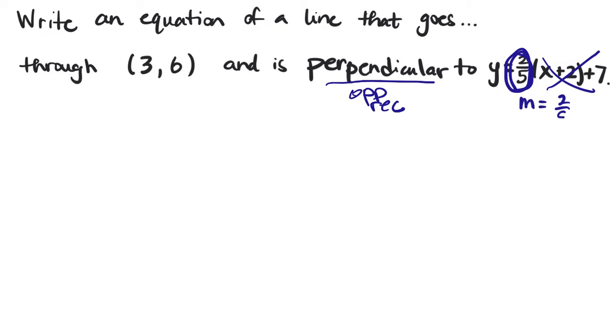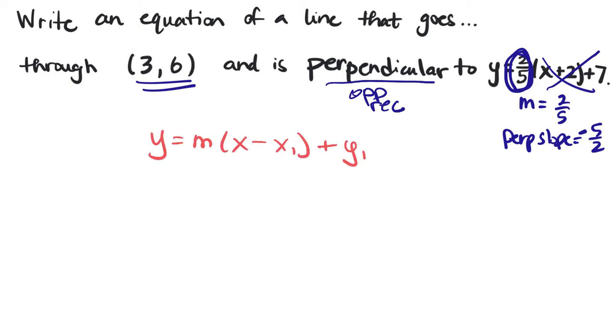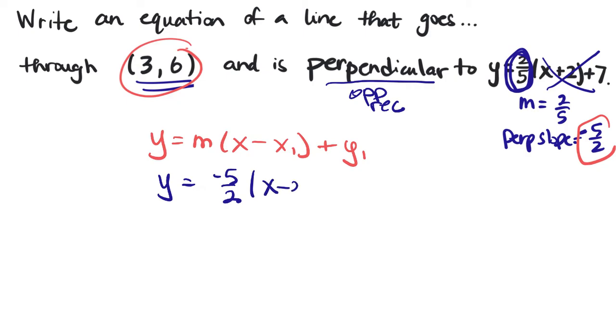So the slope of this line is 2/5. If we need the slope that's perpendicular, you are going to flip the fraction, so 5 over 2, and switch the sign. So instead of positive, it's negative. So the new slope is going to be negative 5 over 2, and we need it to go through this point. So we're going to use point slope form, and we're taking this slope with this x and y and writing it in our form. So y equals negative 5 halves, times x minus 3, plus 6 would be our equation.